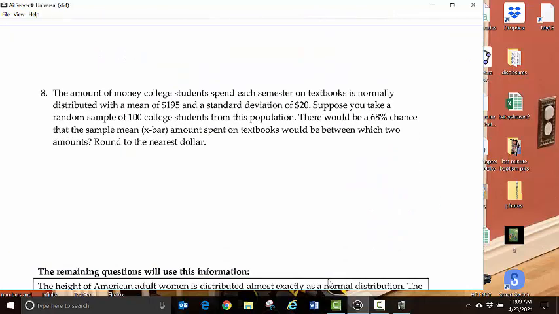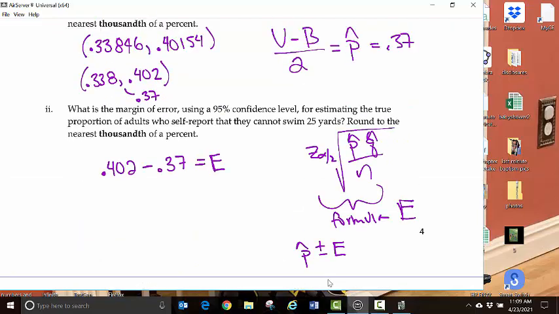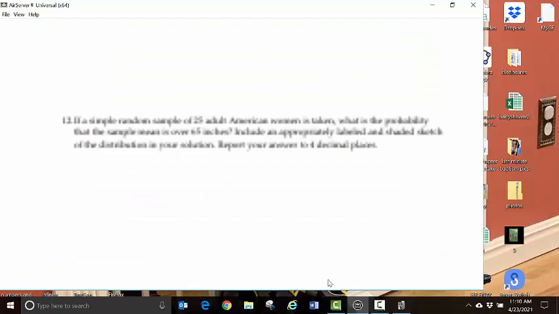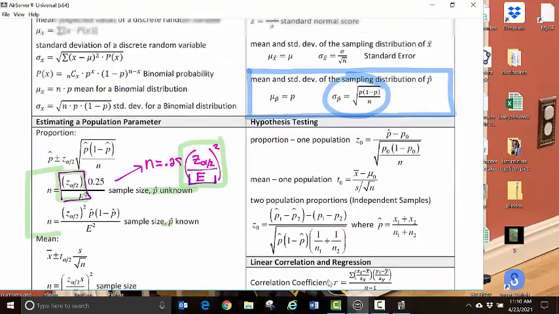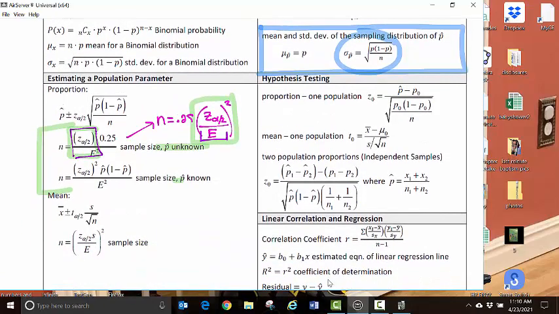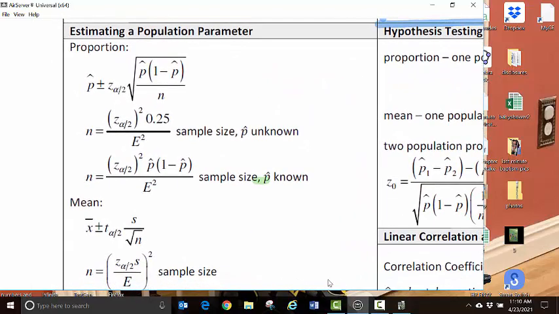The amount of money a college student spends each semester on textbooks is normally distributed. So again, I'm going to show you where that formula is. I'm not going to write that there. I'm going to show you here. That is right here. Here's the whole thing for proportions. So this part's your error. Z times, and then this is what it would be for means. This part right here is the part for the error.